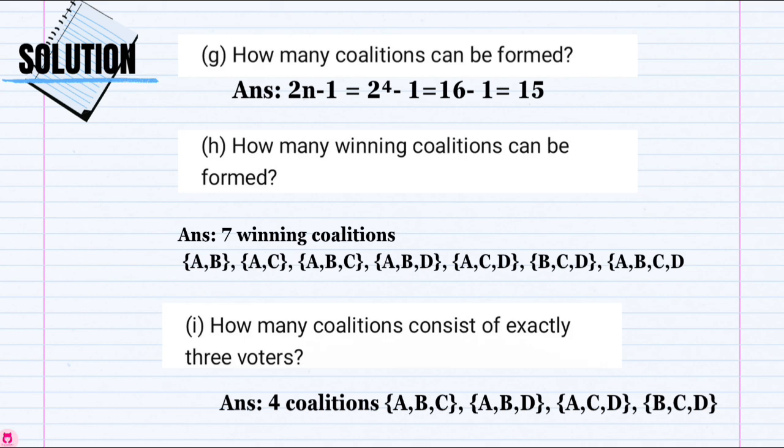Letter I. How many collations consist of exactly 3 voters? So we need to list all collations that contain exactly 3 members. The possible 3 voters are ABC, ABD, ACD, BCD. So the total is 4 collations. So the final answer is 4 collations consist of exactly 3 voters. A collation with exactly 3 voters means we only choose groups containing 3 members from the 4 total.